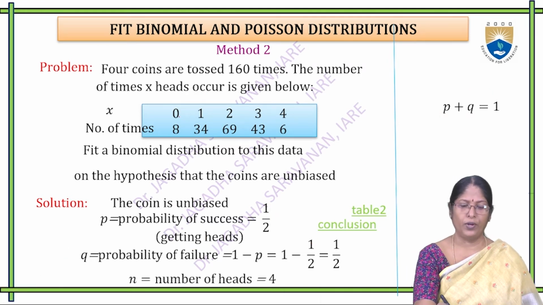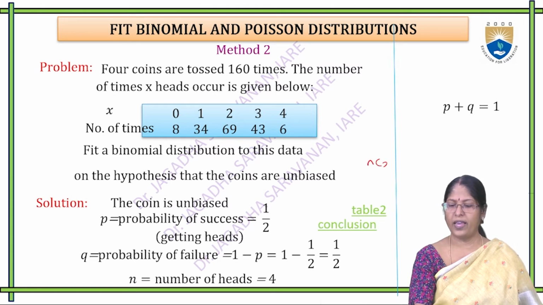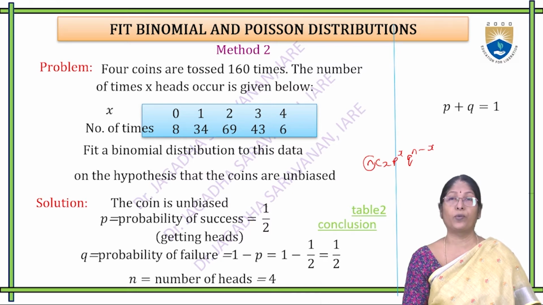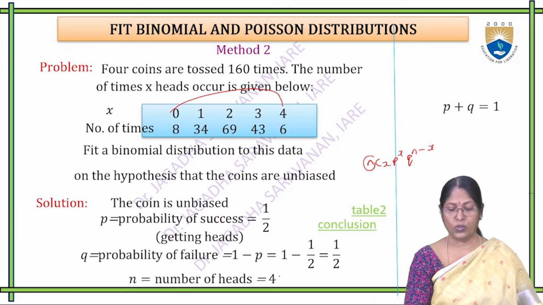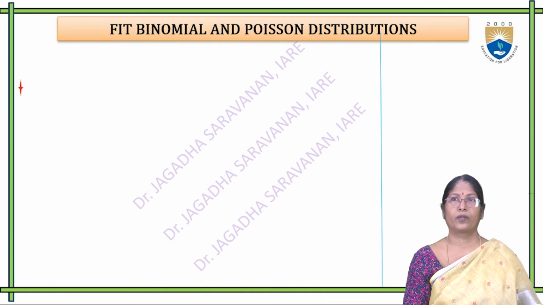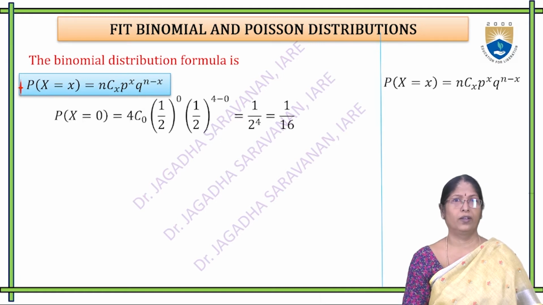For the number of heads, we know the binomial distribution formula: nCx p power x q power n minus x, where x takes values from 0 to n. Ours is 0 to 4, that is why it is written here, 4. So the binomial distribution formula we have written here: P of X equals x is nCx p power x q power n minus x.